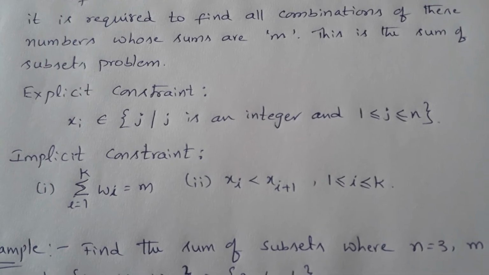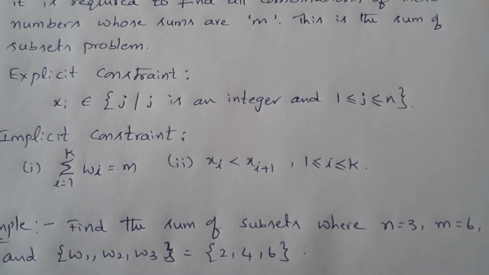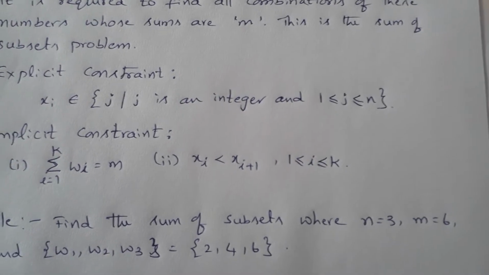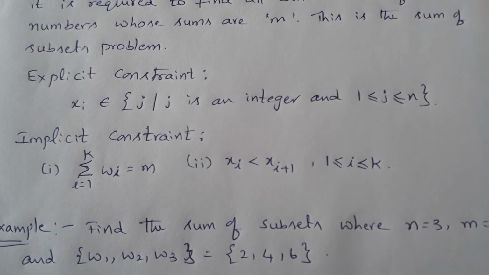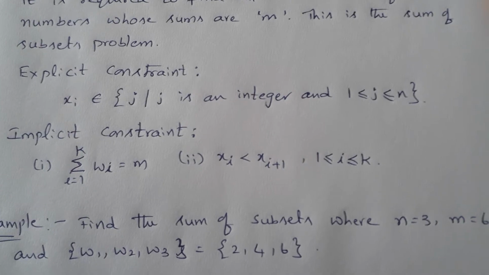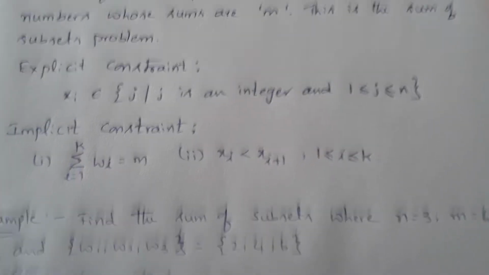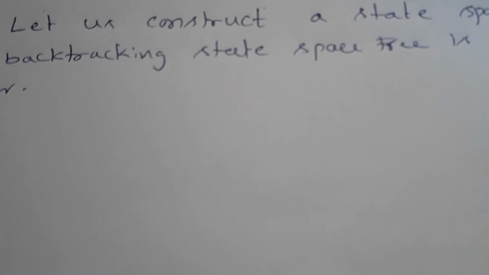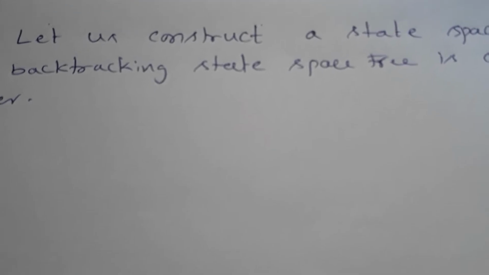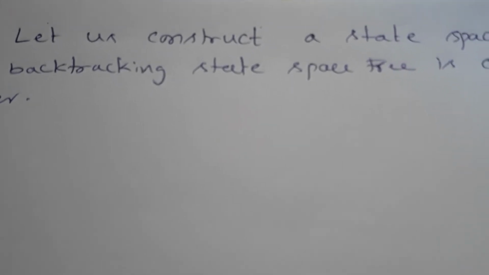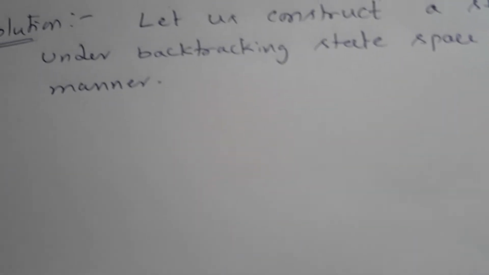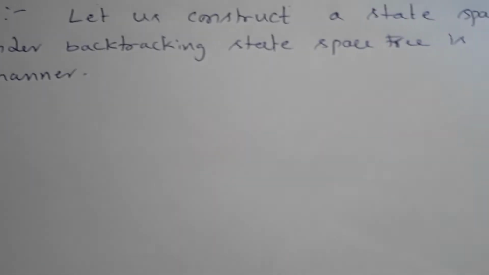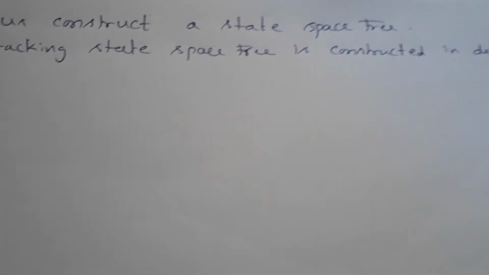We will solve an example. Find the sum of subsets where n is equal to 3, m is equal to 6, and w1, w2, w3 are given as 2, 4 and 6. Solution: let us construct a state space tree. Under backtracking, the state space tree is constructed in depth first manner.